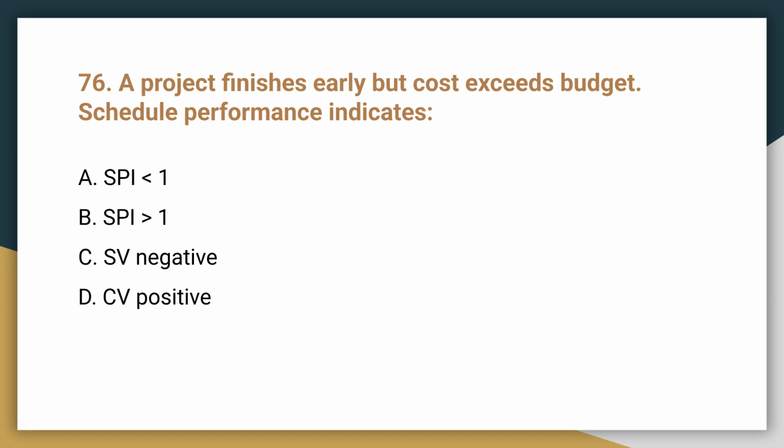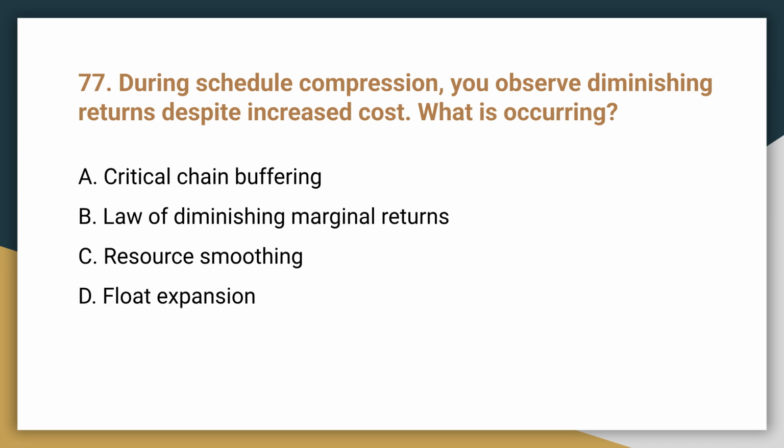Question 76. A project finishes early, but cost exceeds budget. What does the schedule performance indicate? Schedule performance indicates SPI is greater than 1. Finishing early means the schedule performance index is greater than 1, regardless of cost variance.